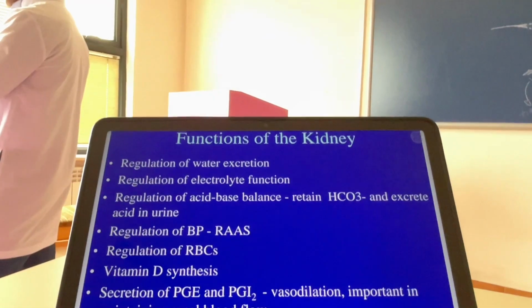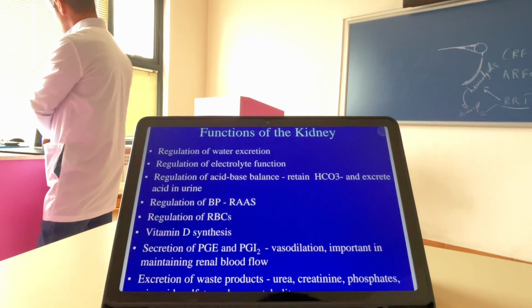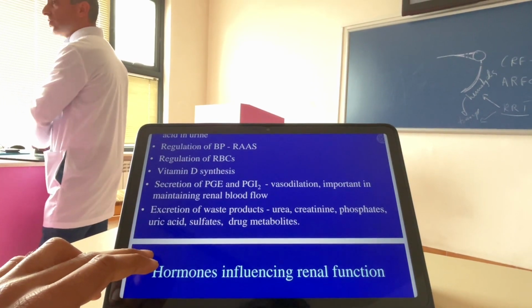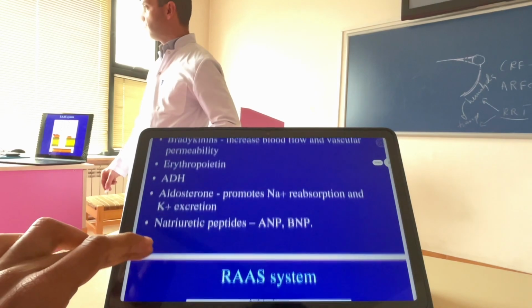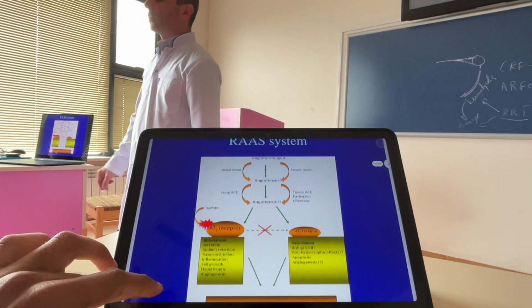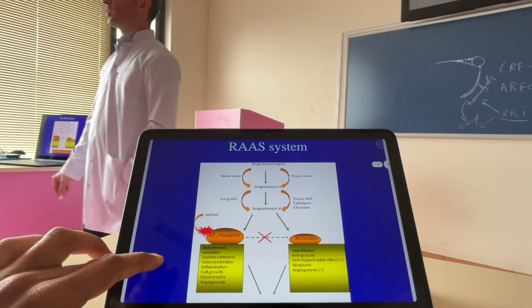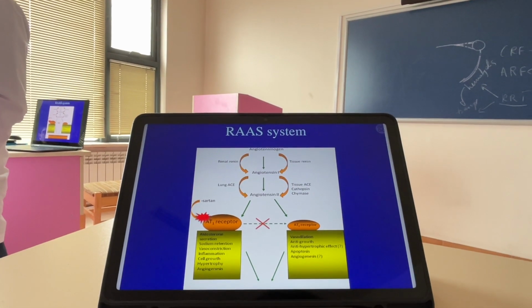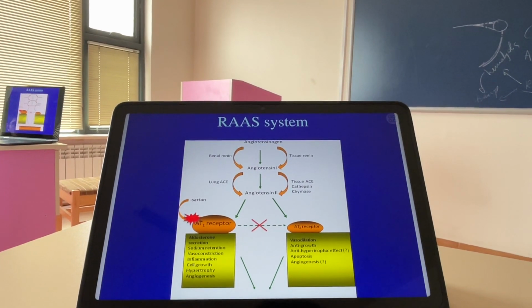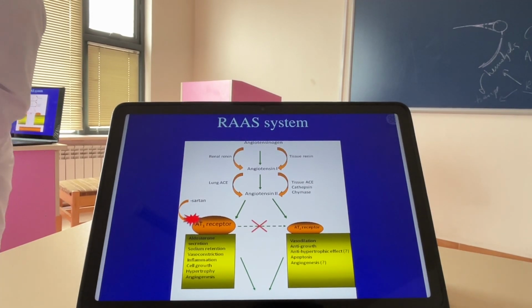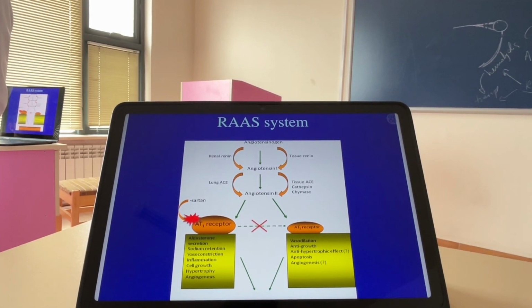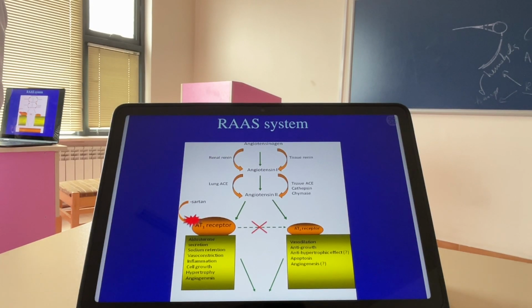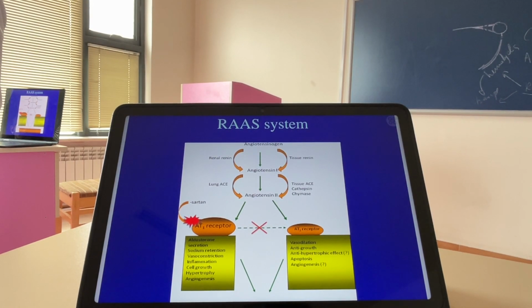And vasoactive substances, prostaglandins, and so on. Also, do not forget that the renin-angiotensin system is there. A bit later we'll speak about this. You are passing this in I don't know how many subjects, even difficult to count: biochemistry, physiology, pathophysiology, pharmacology, because all these chains are targets for medications. We have renin inhibitors, ACE inhibitors, angiotensin II receptor blockers, aldosterone inhibitors, and so on.